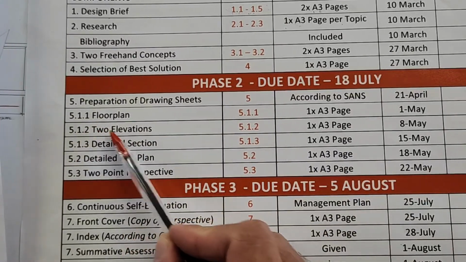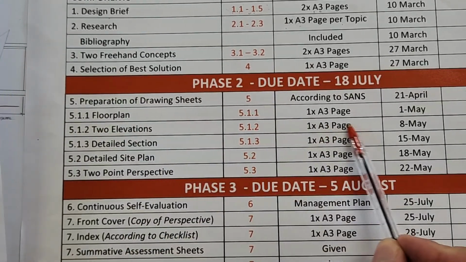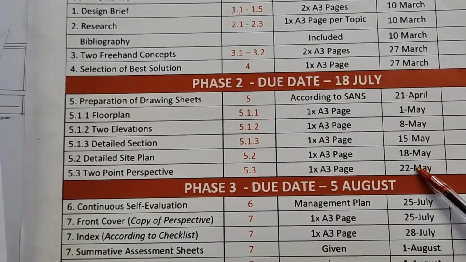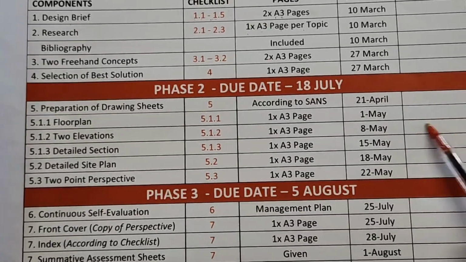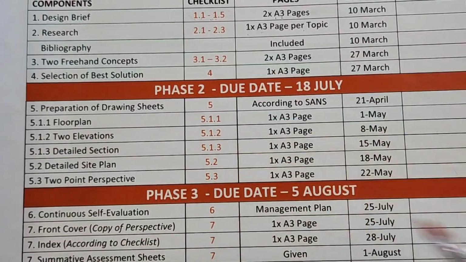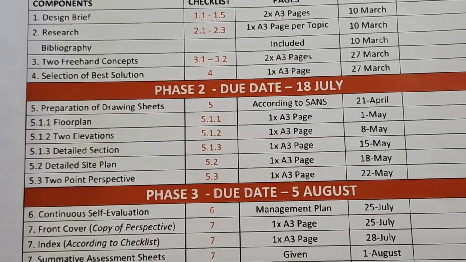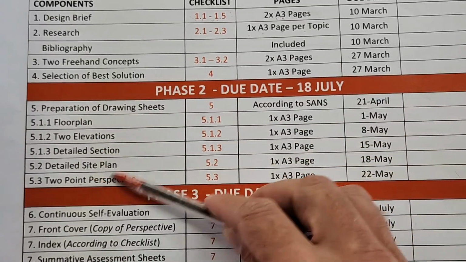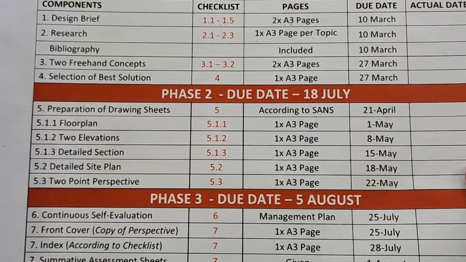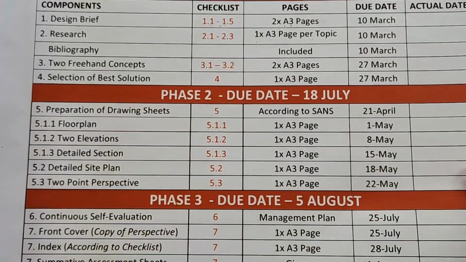We're at 5.1.2, 2 elevations. It's an A3 page. And just check your own due date. These were proposed. Your actual due date you can complete on the right hand side. Your own pace setter, of course, will look maybe a little bit differently. But we're going to finish the next few drawings within the next few days, so that by the end of this term we finish with phase 2 of your PAT. Alright, so you have to refer yourself back to page 14.